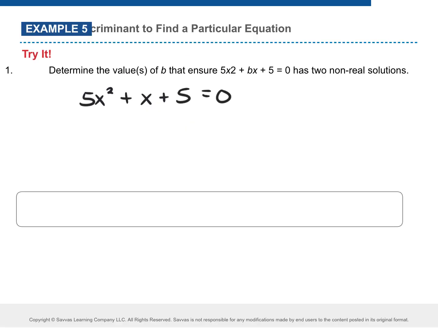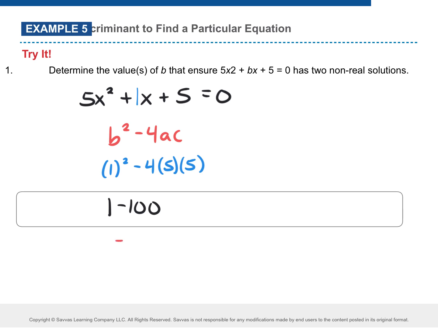All right, let's do this one. Again, we want to do the same thing. So what am I going to use to find the discriminant? b squared minus 4ac. What is my b value? 1. Yep, I told you to use 1. So we have 1 squared minus 4 times 5 times 5. What's 1 squared? 1. What do I get when I multiply these? Negative 100. What's 1 minus 100? Negative 99. So that is my discriminant value.